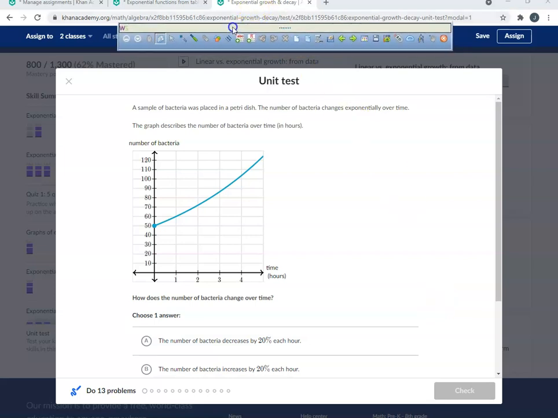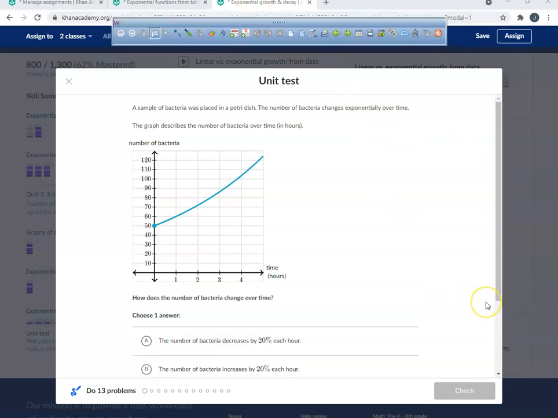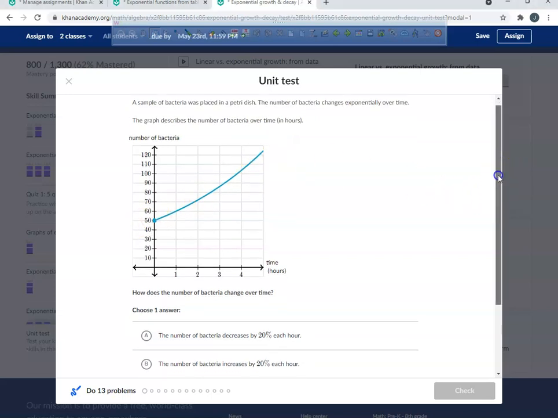All right, so we're going to do a whole unit test on exponential functions. Right now, we have a little graph here. It says the sample of bacteria was placed in a petri dish. The number of bacteria changes exponentially over time. How does the number of bacteria change over time? Well, it looks like it's definitely increasing. So I'm going to say it definitely increases.